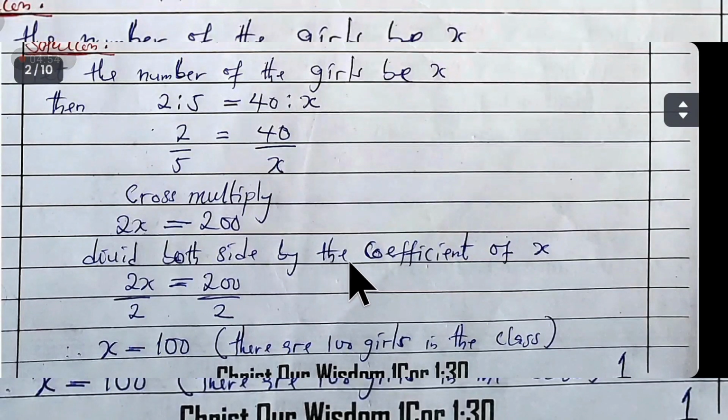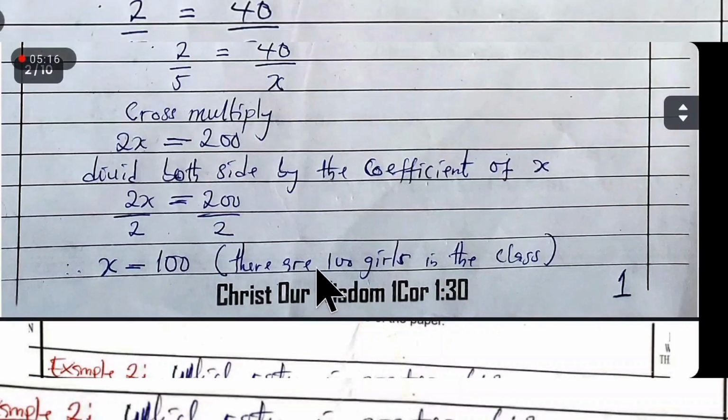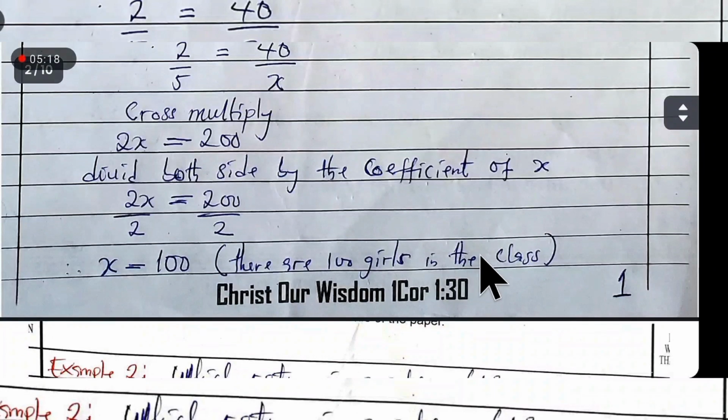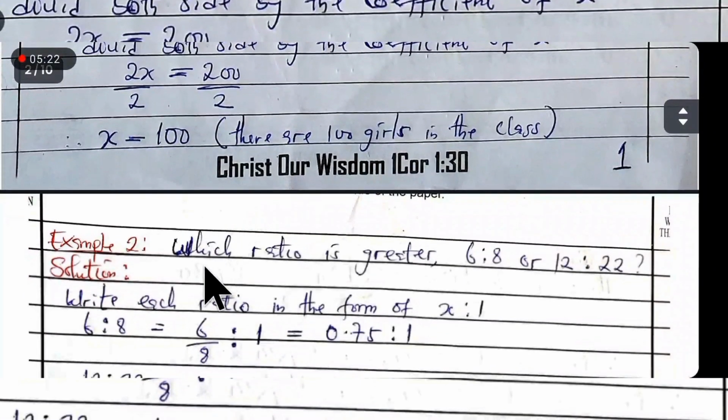Divide both sides by the coefficient of x. The coefficient of x is 2. So we want to find this x. So 2x is equal to 200. That is what we got from up there. So divide by 2 and by 2. 2 cancels 2. We are left with only x. And this is the x down there. Then 200 divided by 2 is 100. So there are 100 girls in the class. So in this class, we have 100 girls.